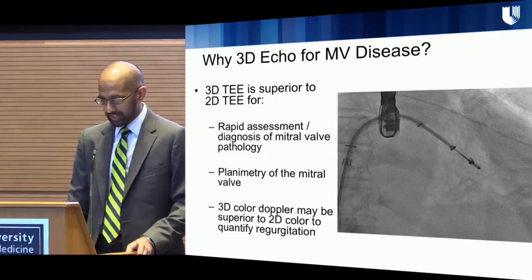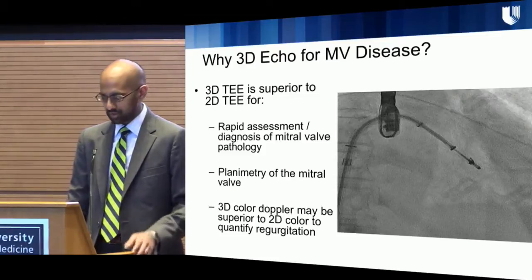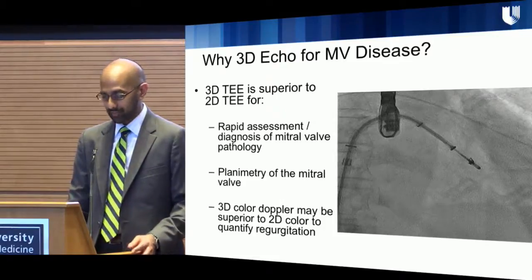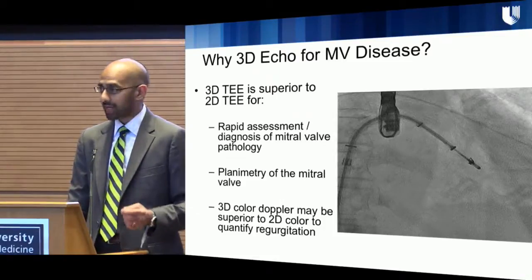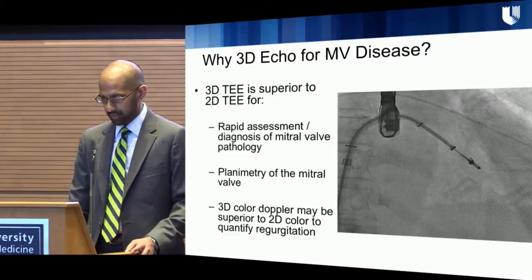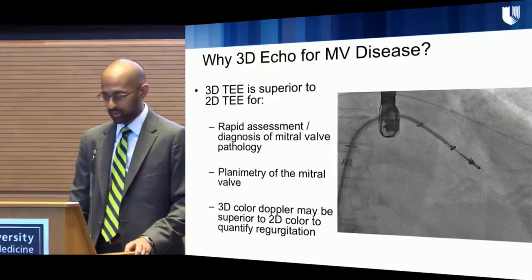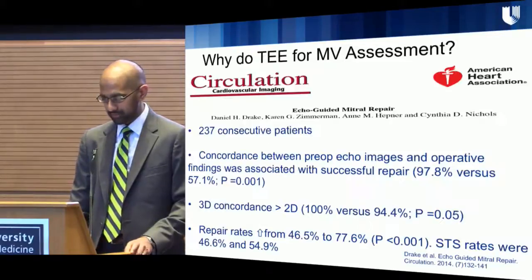So 3D TEE, we actually know from the data, and I'll show you some of this, allows for a more rapid assessment of the mitral valve anatomy than 2D. It allows for more accurate planimetry of the mitral valve. And 3D color Doppler, we think, may be better than 2D Doppler to quantify mitral regurgitation.